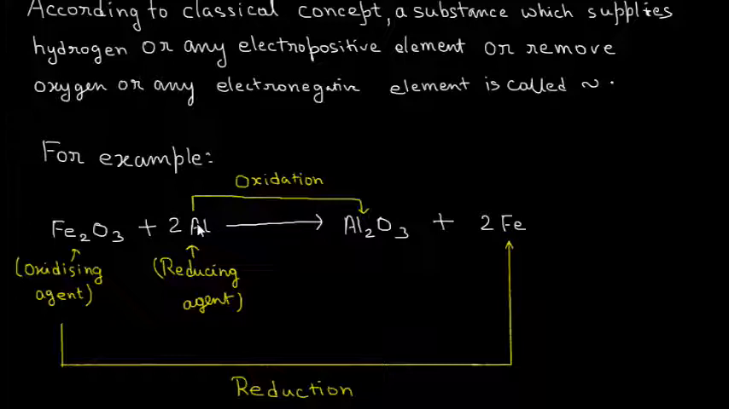Now see aluminum. In aluminum, in the reactant there is no oxygen, but in the product oxygen is added, Al2O3. So it is an oxidation reaction. Now in Fe2O3, in the reactant we have oxygen, but in the product we won't have oxygen. Oxygen is removed from Fe2O3. So it is a reduction reaction.